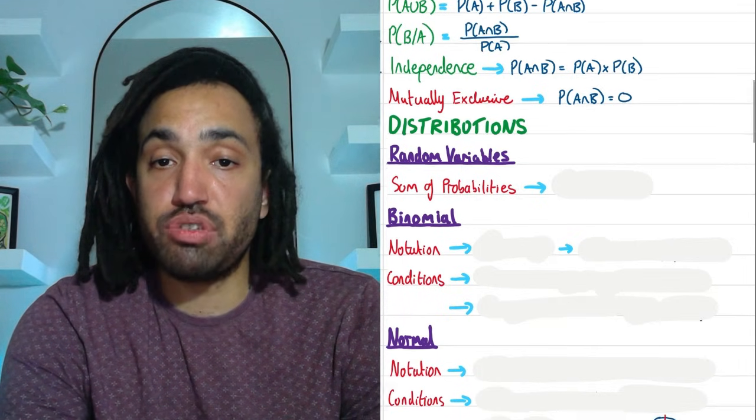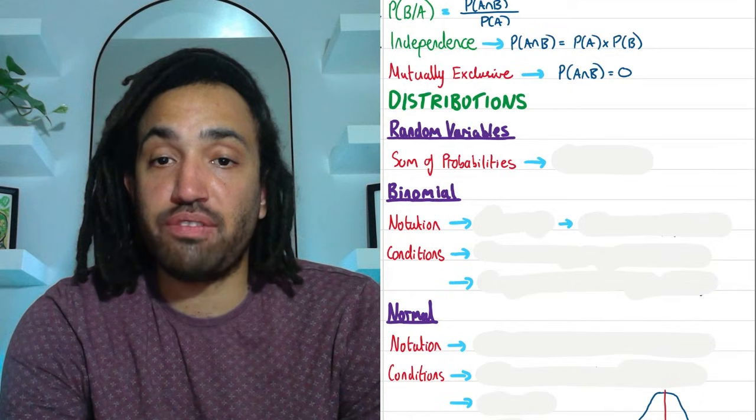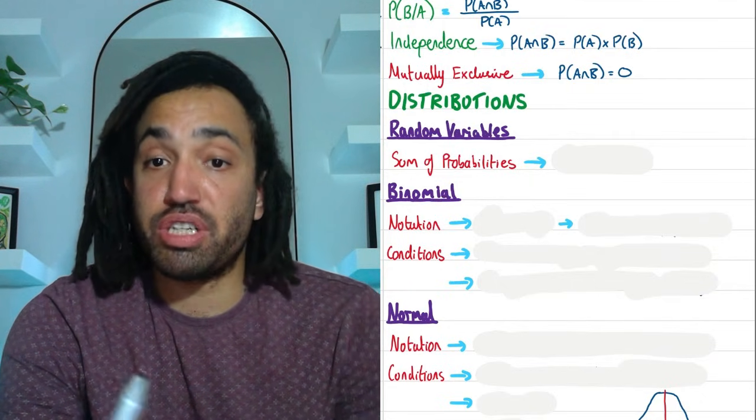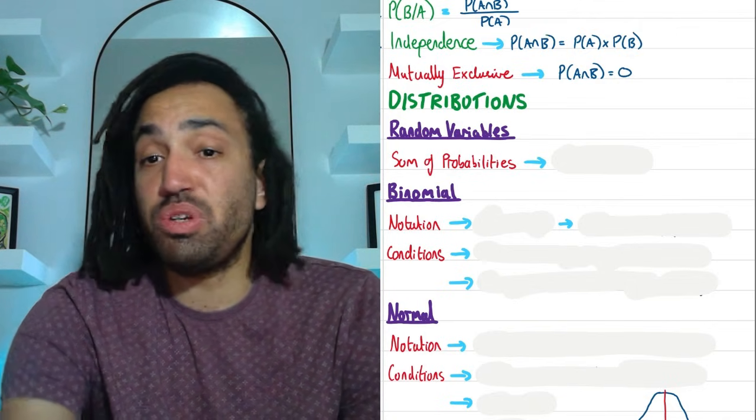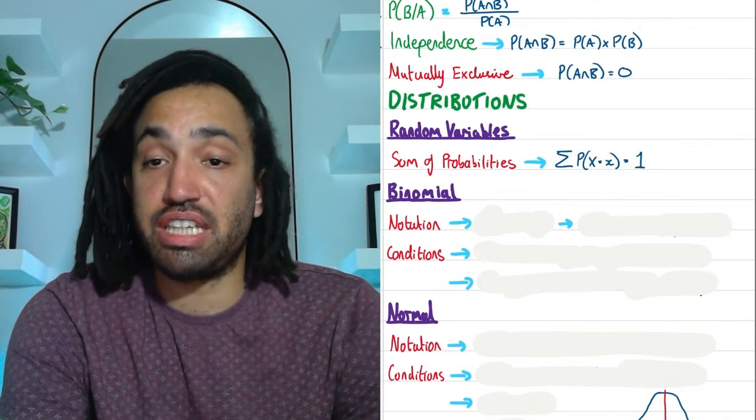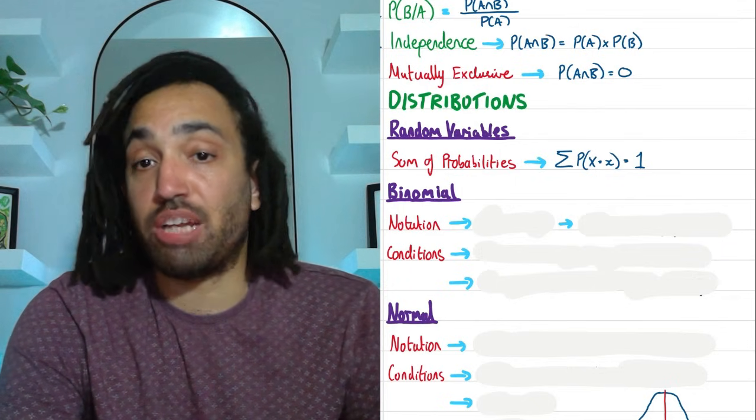Okay, moving on to distributions and random variables. This is where you have those questions where there's a table and it gives you some probabilities, and essentially all you need to know is that the probabilities of all the outcomes will add up to 1.